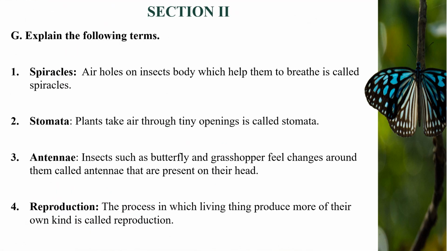Explain the following terms. First, spiracles. Air holes on insects' body which help them to breathe are called spiracles. Second, stomata. Plants take air through tiny openings called stomata. Third, antennae. Insects such as butterfly and grasshopper feel changes around them with antennae that are present on their head. Fourth, reproduction. The process in which living things produce more of their own kind is called reproduction.